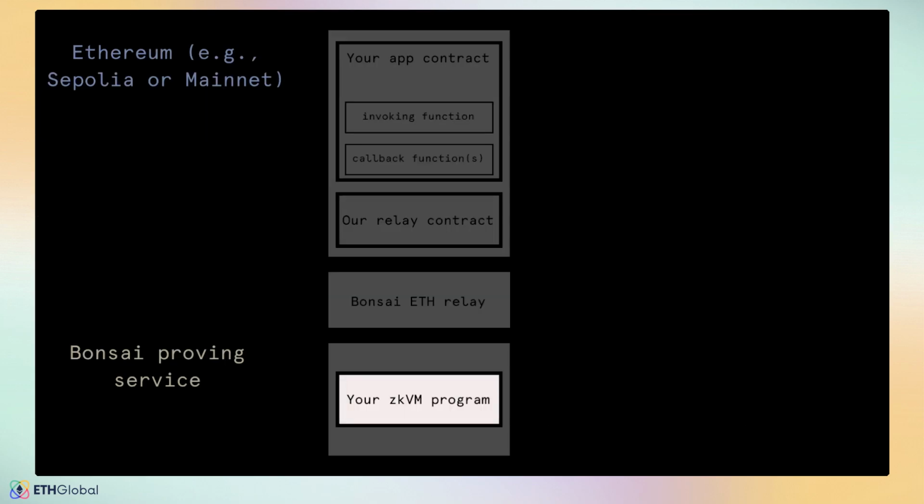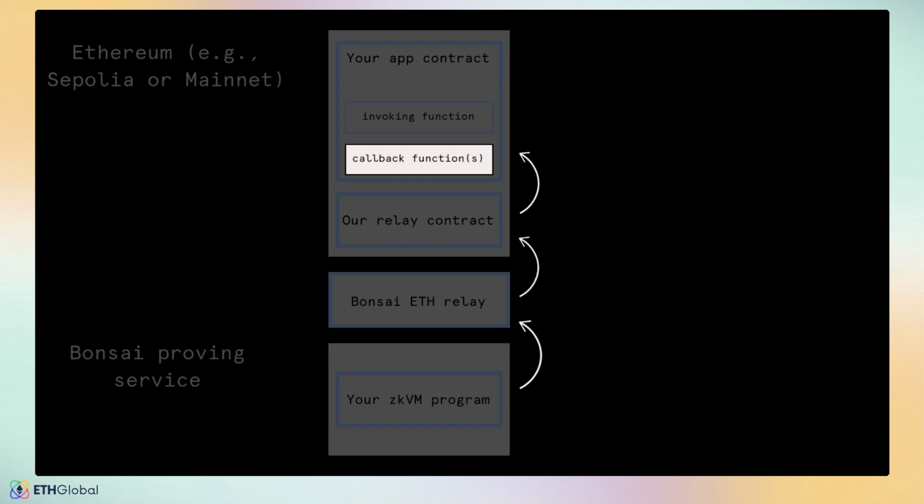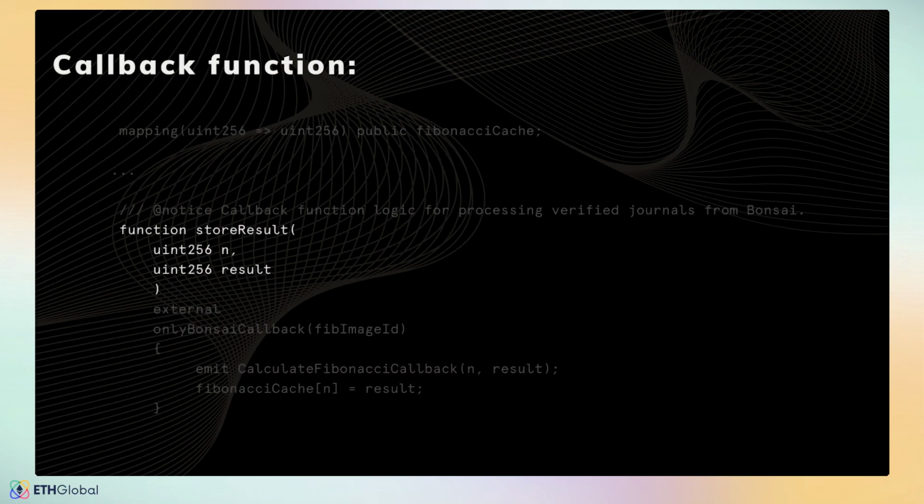Okay, so now we're done with the zkVM program, which we called from the app contract through the relay contract through the Bonsai ETH relay. We're going to go backwards up through the ETH relay contract, into our callback. And now let's take a quick look at what the callback function looks like. If you recall from the invocation, we picked store result, and here's what it looks like. This is also in that app contract you should have open here.